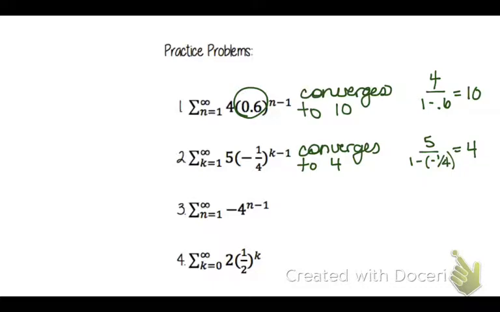Number 3, the r value is 4, or negative 4, that's going to be larger than 1. So the only thing we have to say about that series is that it diverges. I cannot find the summation for that one.